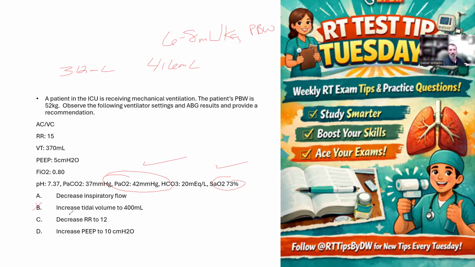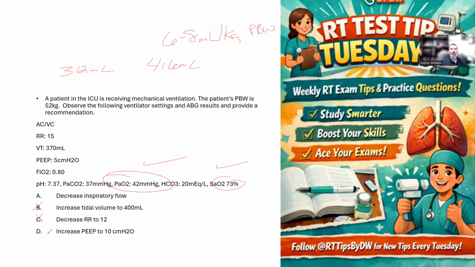If I decrease the respiratory rate to 12, a rate of 15 is establishing the PaCO2 I need to compensate for that pH. So again, I'm not needing to address a ventilation issue. So I'll probably mark that out.